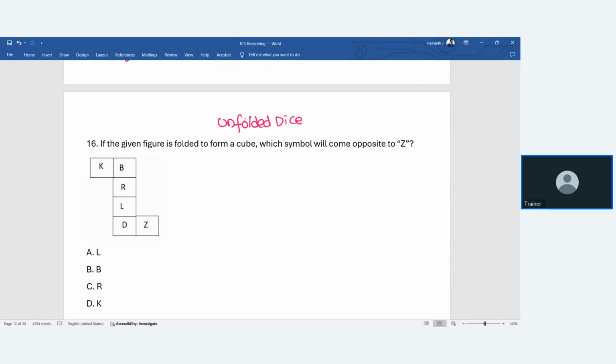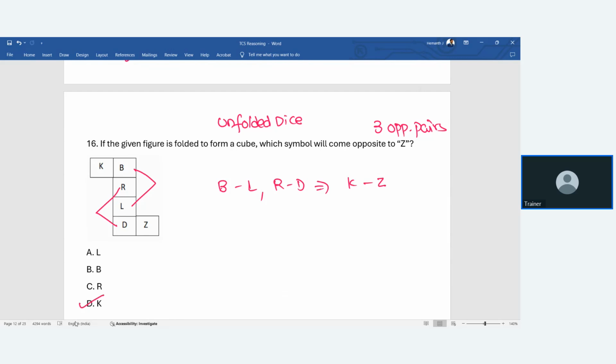As per this, row wise or column wise, alternate will be opposite. B and L alternate, right? So B and L are opposite pairs, R and D are opposite pairs. Generally, we have three opposite pairs for any dice. So as two opposite pairs are fixed, remaining K and Z must be opposite. So the question is Z opposite is nothing but K. This is cubes and dice concept, unfolded dice question. We have to find Z opposite is what?